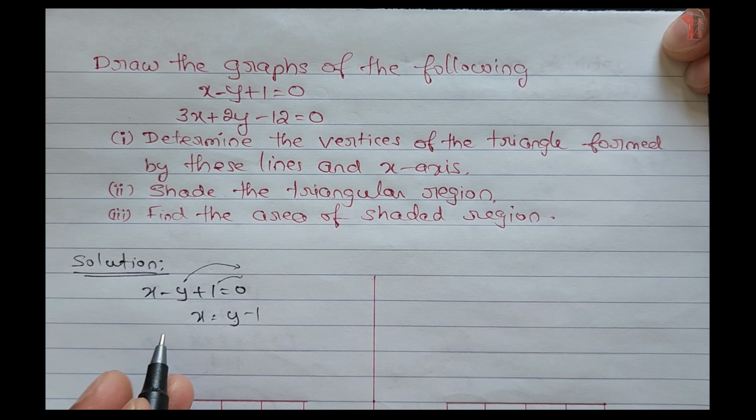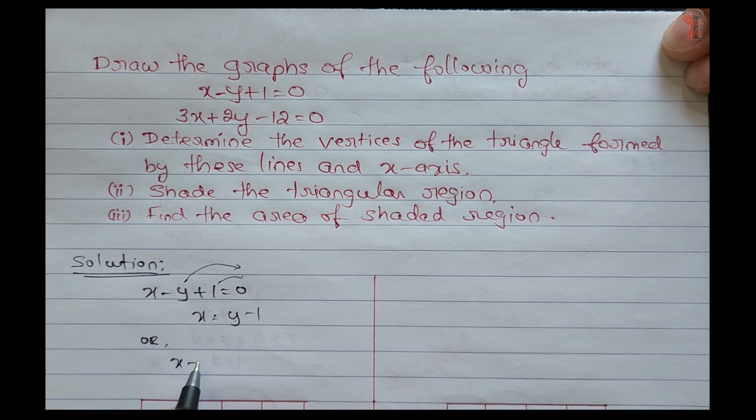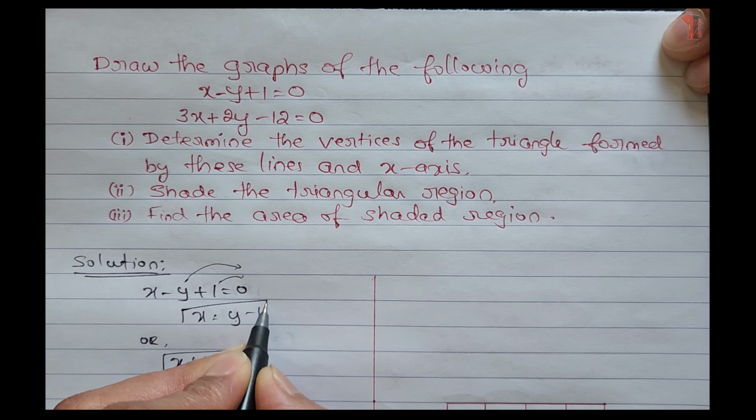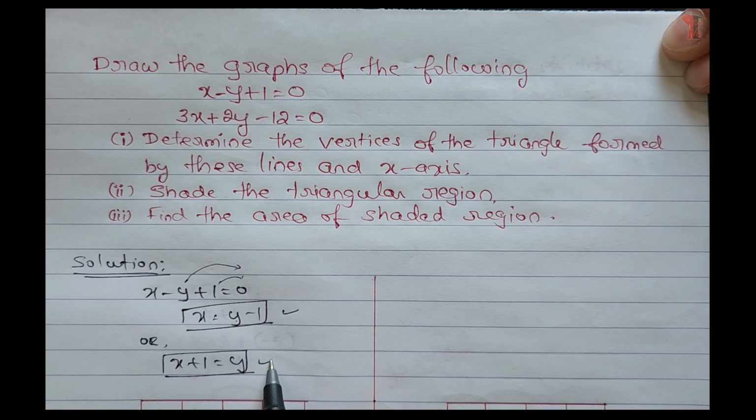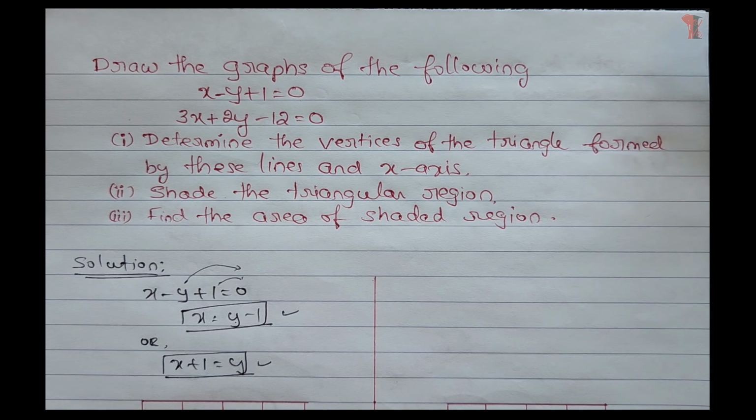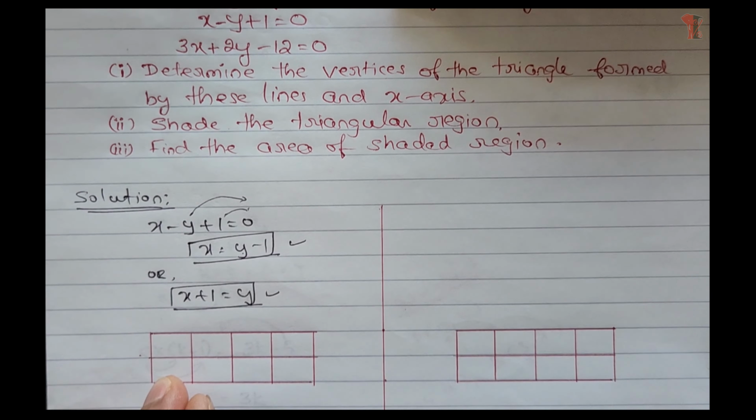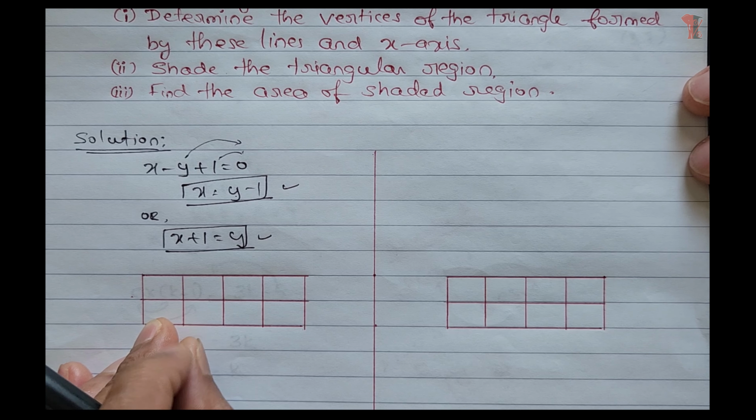Or even you can rearrange it differently. How can you rearrange? You can take only y to the other side. So what do you get when you do that? You will get x plus 1 is equal to y. These are the two different rearrangements that we get. It's purely your choice which one you want to use. In this case, let me use the second one.